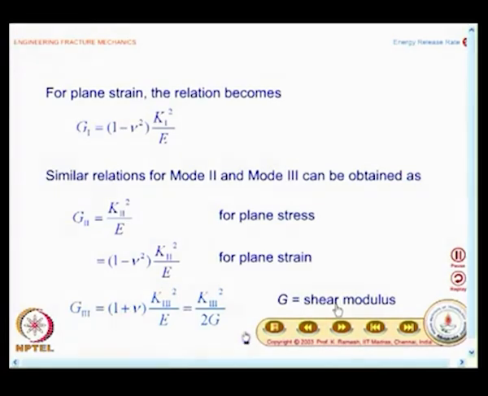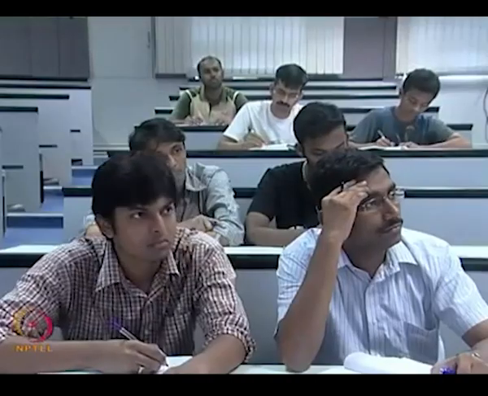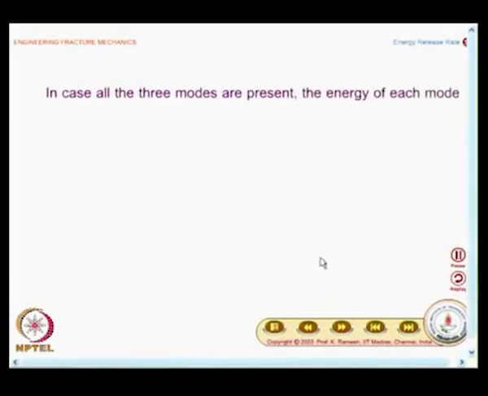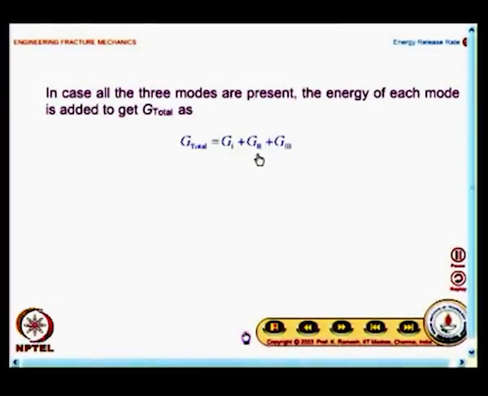So, now we have expressions relating energy release rate and stress intensity factor for all the 3 modes of loading. We have looked at them separately. In a generic situation, you would have all the 3 modes appearing with different proportions. So, in such a case, you will have G total as G1 plus G2 plus G3.